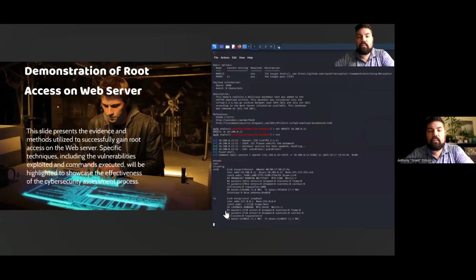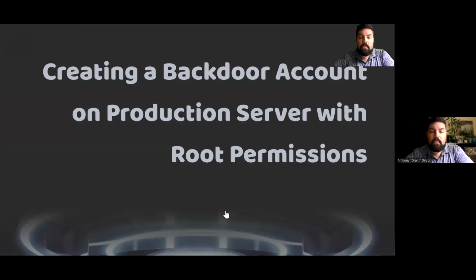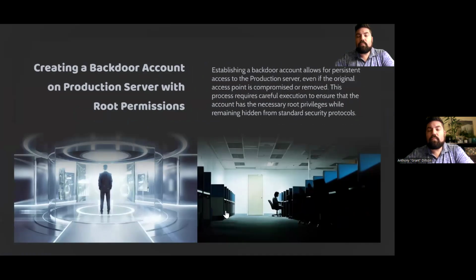So here is me getting into the web server, and I am here getting into the root access again, now on the web server. Establishing a backdoor account allows for persistent access to the production server, even if the original access point is compromised or removed. That is our initial attack. This process requires careful execution to ensure that the account has the necessary root privileges while remaining hidden from the standard security protocols.